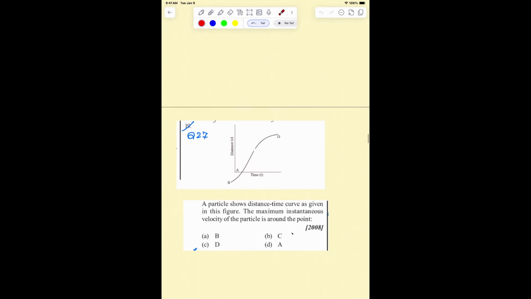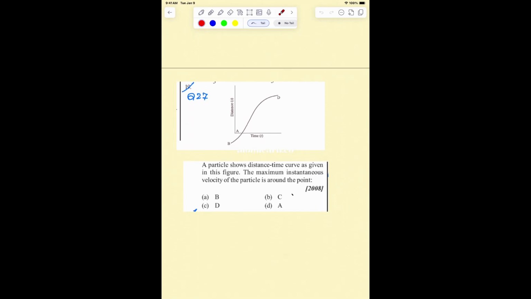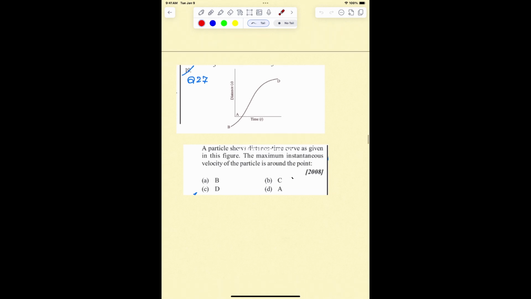Now let's continue. Question number 27. Now the particle shows a distance time curve. Distance is along the y-axis, time along the x-axis. Now this is a curve. Therefore, the slope is going to vary because it is a curve, and the slope of the distance time graph, ds by dt, is going to be velocity. Therefore, velocity keeps on varying with time because of the curve like this.